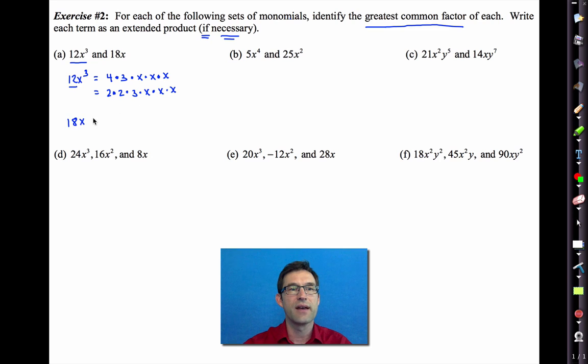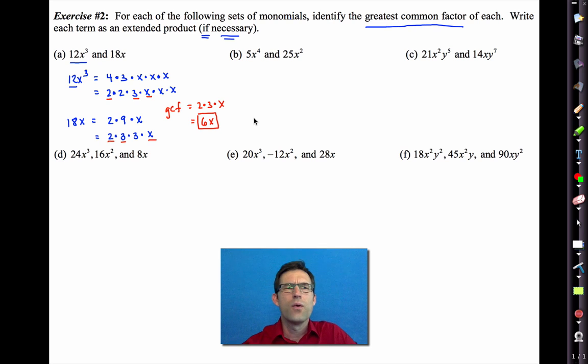Let's take a look at 18x. Well, 18 is the same as 2 times 9, and then that x is just x. But 9 can be factored as 3 times 3. All right, let's change colors really quick to red. Let's take a look at what's common. I've got a 2 here, I've got a 2 here. Great. I've got a 3 here, I've got a 3 here. Great. Let's say I have an x and an x, and that's it. So what is my GCF? Well, my GCF is 2 times 3 times x, or just 6x.